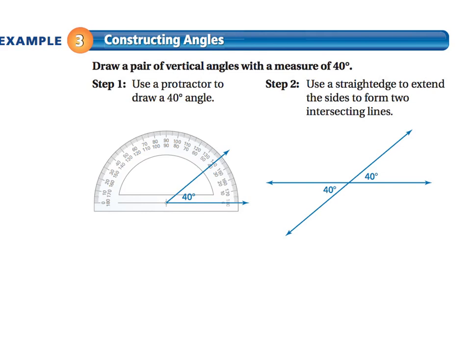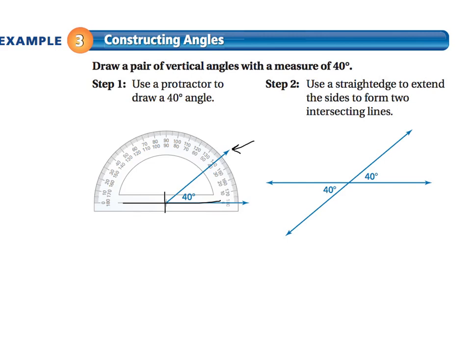Now, example 3, you don't need to write this down, but tomorrow you're going to be using a protractor to draw angles. So in example 3, we're going to draw a pair of vertical angles with a measure of 40 degrees. So step 1 is using your protractor. Now your vertex goes right here. And then we draw the straight line. We line it up with this crosshair. The crosshair is right here. And then we use the 40 degrees.